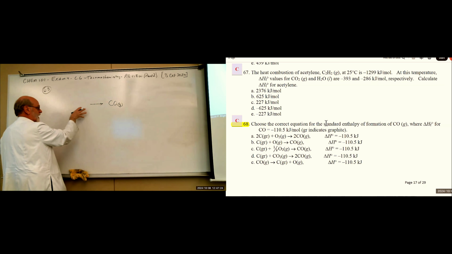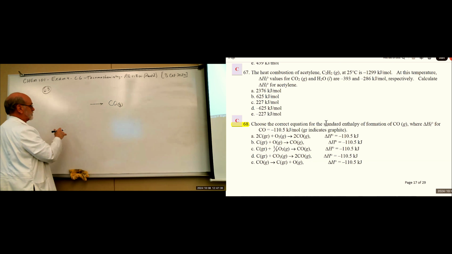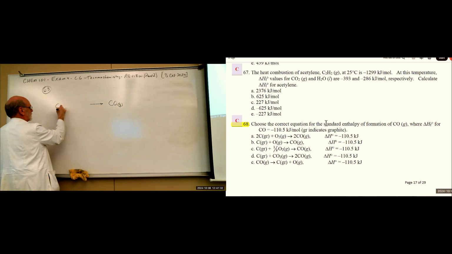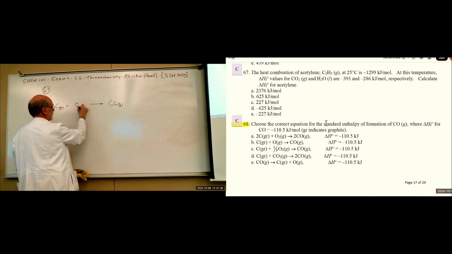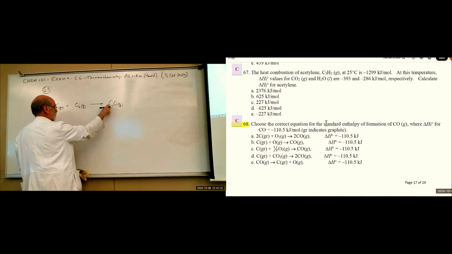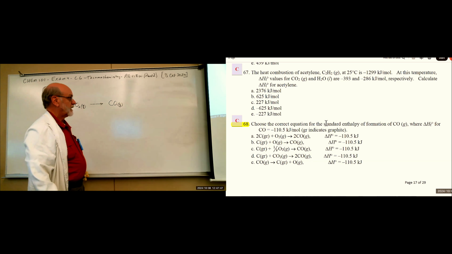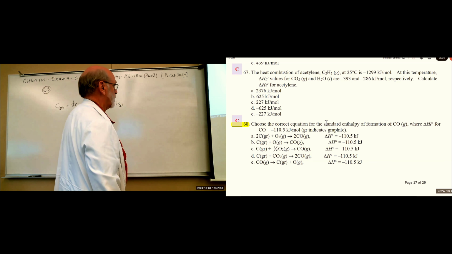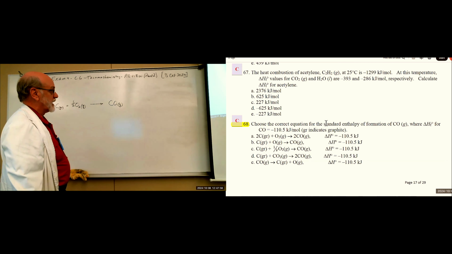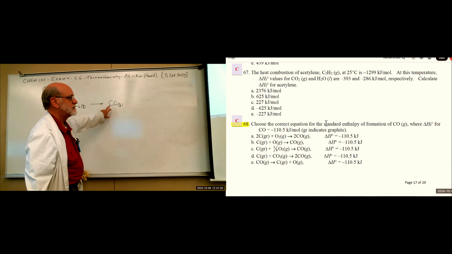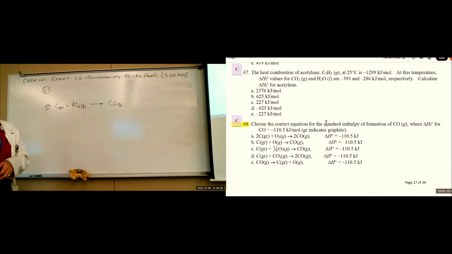Now on this side, you form that from its most stable elements. Carbon is going to be graphite. Okay. And oxygen is going to be the diatomic gas. So that's already 1 mole there, 1 mole there. This one, we only need half of that one, like that. And the delta H formation is minus 110.5 kilojoules per mole. So that means that C would be the best answer for this. Okay.